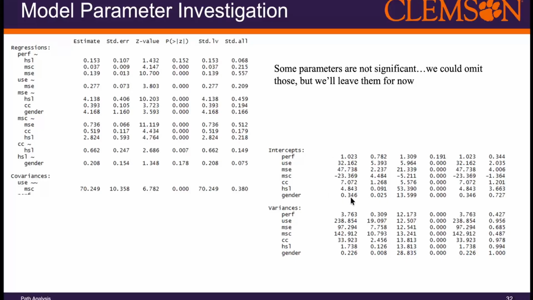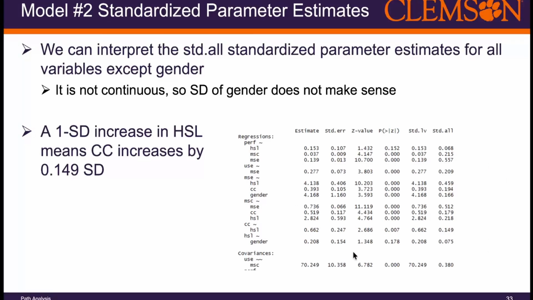Now we'll note the intercept for gender. This is actually the proportion of people in our sample who are male. That is a mean. It's not explained. It's not a predicted value itself. And you'll see we have a residual covariance here. That was our parameter that we added. And our residual variances, these are the variances for each of the endogenous variables and then the variance of gender.